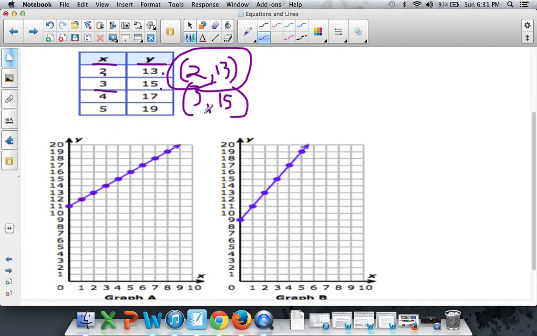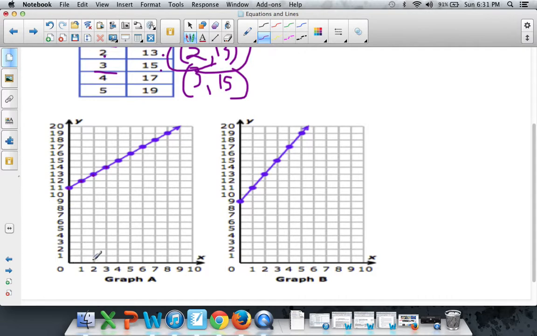So let's look for 2, 13. 2, yes, 13. To make sure, let's make sure another dot pops up on this line from the ordered pairs, like 3, 15. That's 3, look, that's 3, 14. Oh, it didn't work out. Only one of them worked out. In order for this to be right, they both have to work out. So it's probably not graph A.